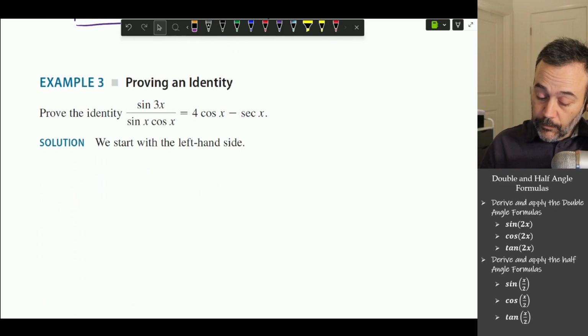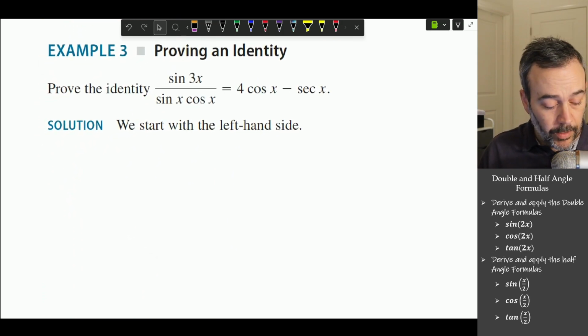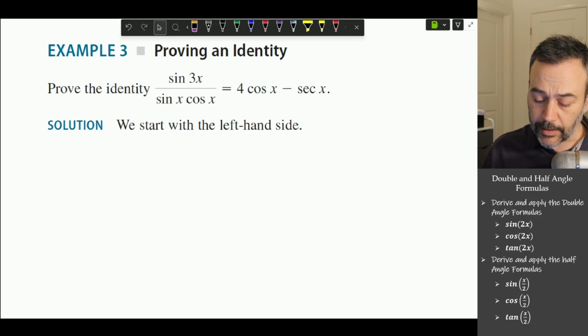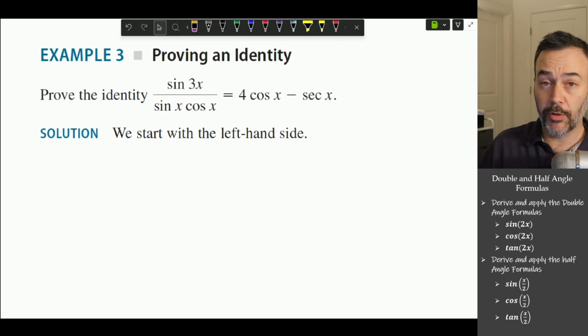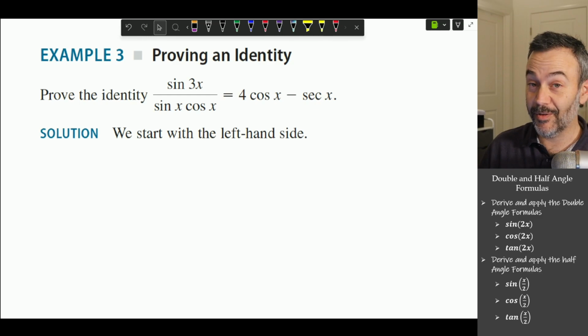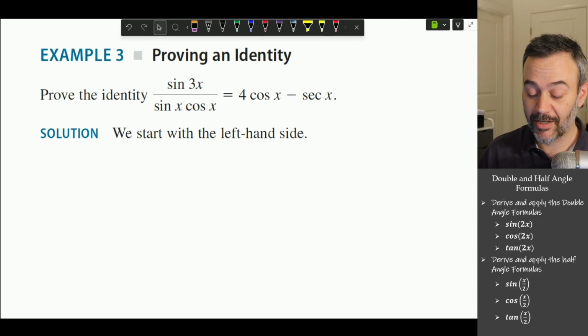Now, so we're going to prove this identity. This would be kind of a tricky one. It's one you could try, so you could pause the video and give it a shot on your own if you wish. But let's work through it.